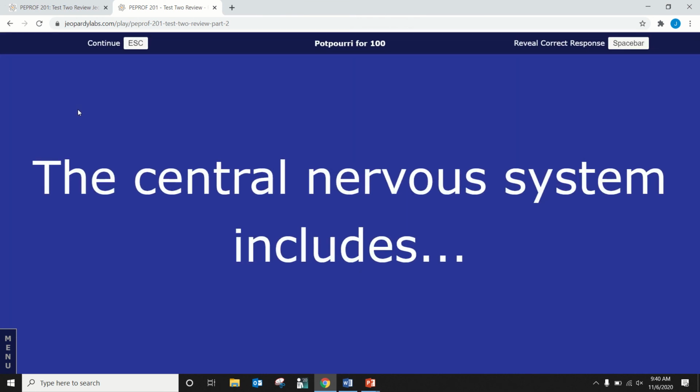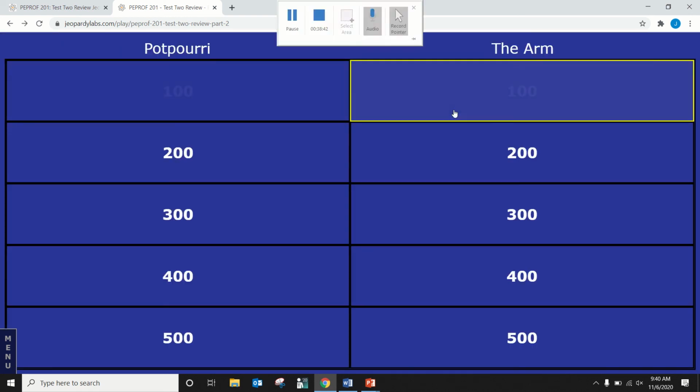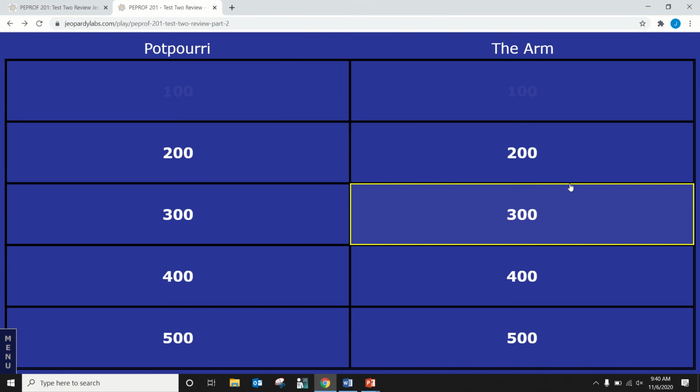The central nervous system includes, so what are the 2 components of the central nervous system? Really? Brain and spinal cord. So yeah, central nervous system, brain and spinal cord, and then peripheral nervous system, everything else. So central nervous system is only the brain and spinal cord. All right, back to, yep, there we go.